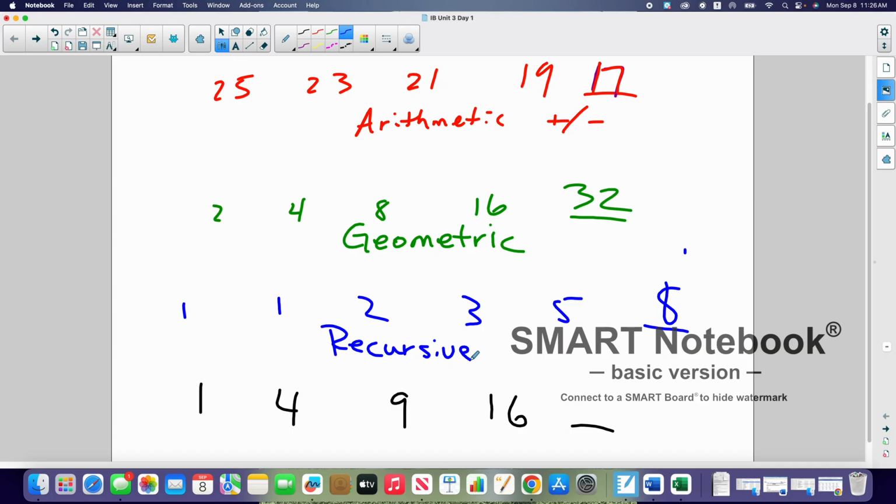25? Okay. How did you get 25? The squares. Okay. So this is the first term, and I'm going to square it. This is the second term, and I square it. That's the third term, I square it. So I can do it that way. Did anybody get 25 a different way?